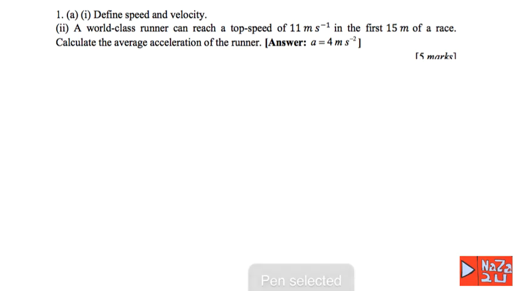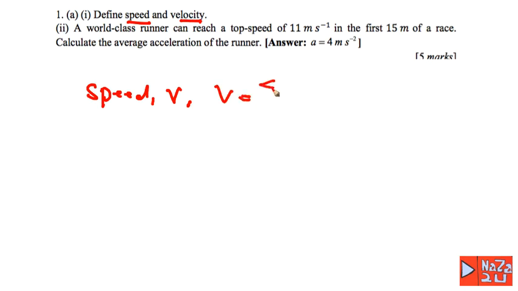Number 1, define the speed and velocity. First we talk about the speed. The symbol is v, and the definition for the speed is total distance travelled divided by time taken, t.